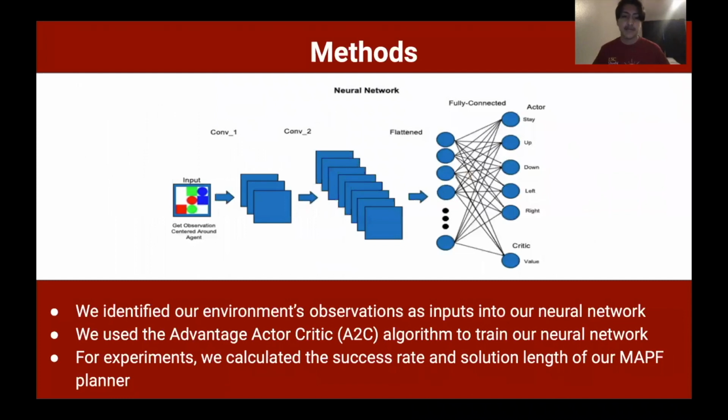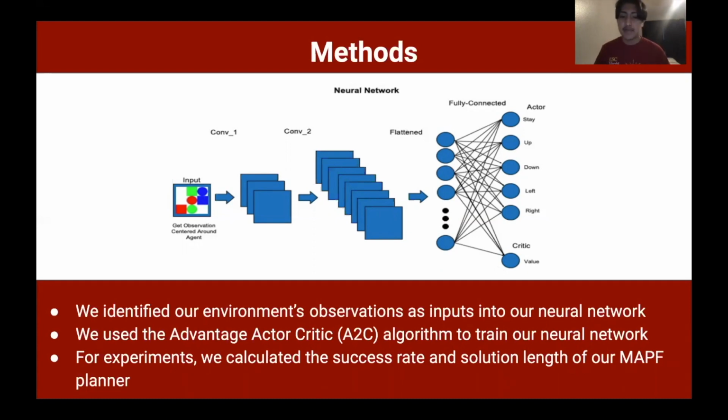So our methods. First we started with identifying our environment's observations that we would put in as inputs into our neural network. Here we have a diagram of our neural network. We have the input, we have two convolutional layers, put that into a flattened layer, making it a one-dimensional array, put that into a fully connected layer, which is our last layer. We have that actor-critic layer.